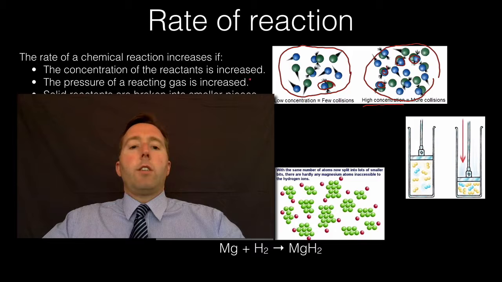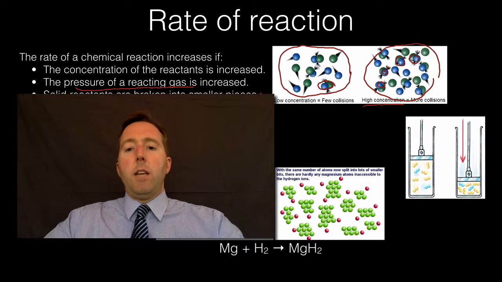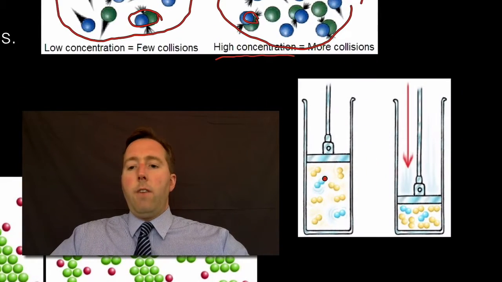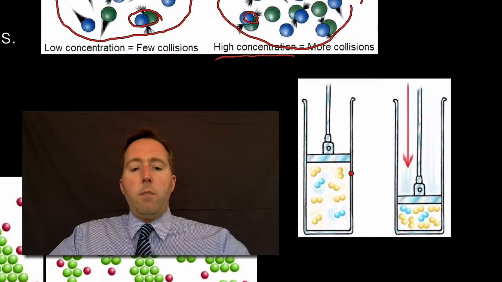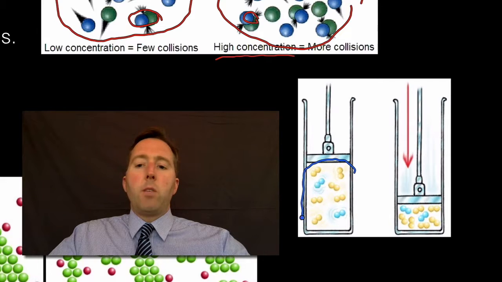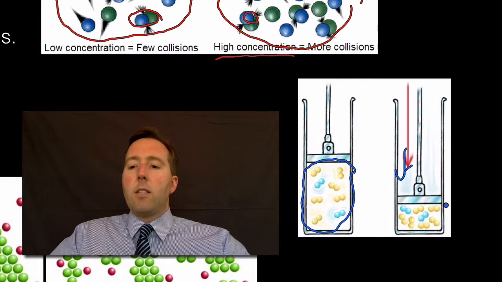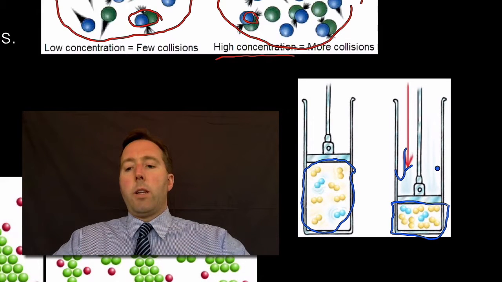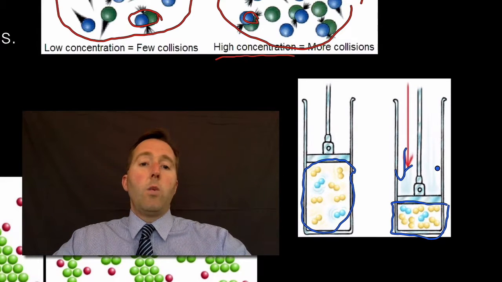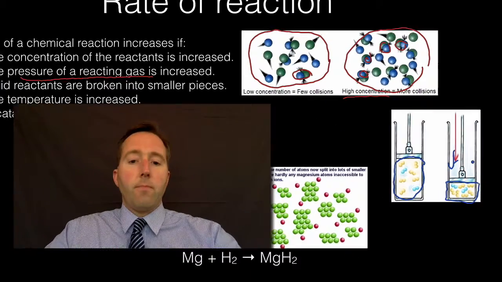Another way to increase the rate of reaction is to increase the pressure of a reacting gas in particular. So again over here, if I've got some molecules that are waiting to react together and they've got quite a lot of space between them, then they're not going to bump into each other and react as quickly as if I put a lot of pressure on them and squish them into a smaller space so that they bump into each other more often, and then they're more likely to react more quickly. So again, increasing the pressure will increase the rate of reaction.